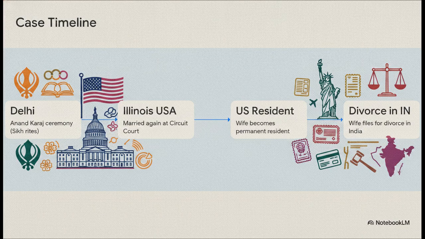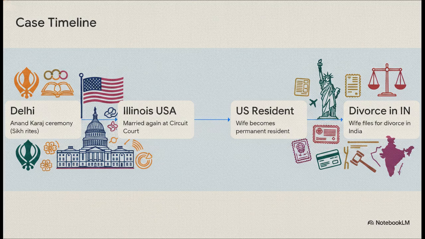Step 1. The couple undergoes an Anand Karaj ceremony, those are Sikh rites, in Delhi. Step 2. They move to the USA and get married again, this time in front of a county circuit court in Illinois. Step 3. The wife becomes a permanent resident in the U.S. But then things break down.